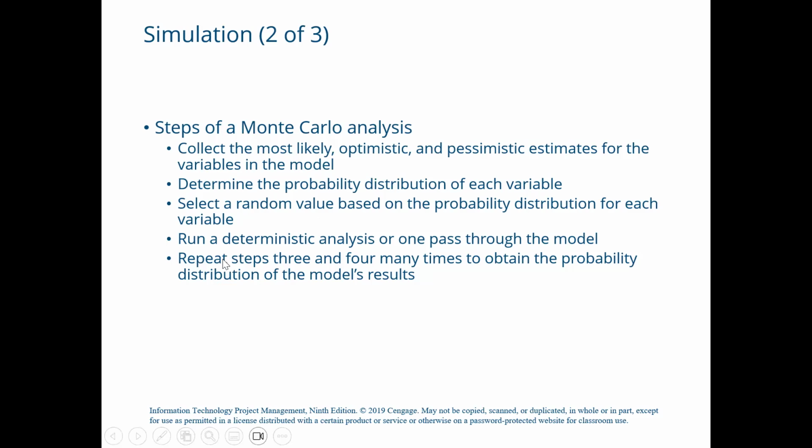The last step is to repeat steps 3 and 4 many times to obtain the probability distribution of the model's results. Here, the number of iterations depends on the number of variables and the degree of confidence required in the results, but it typically lies between 100 and 1000. At least 100 iterations should be there. So using the project schedule as an example, the final simulation results will show you the probability of completing the entire project within a certain time period.